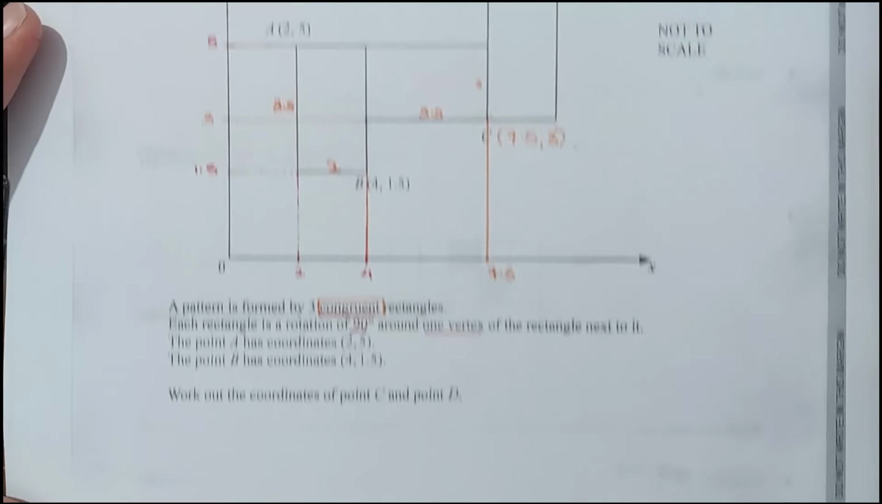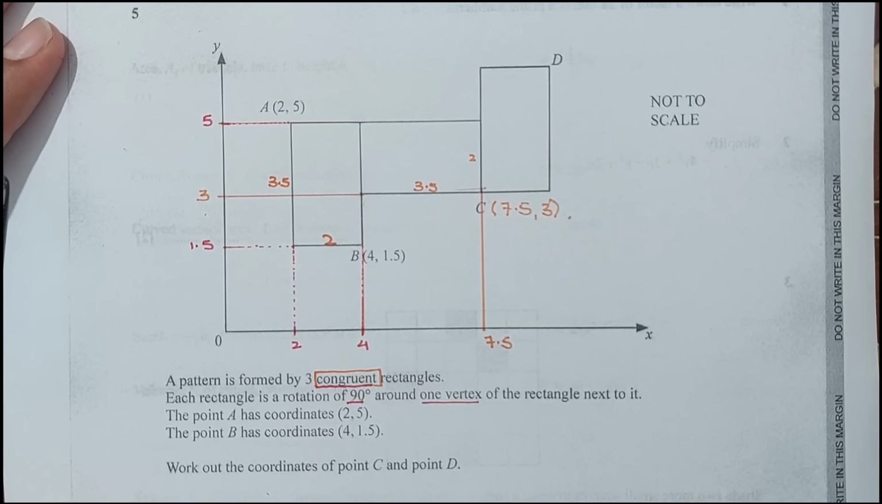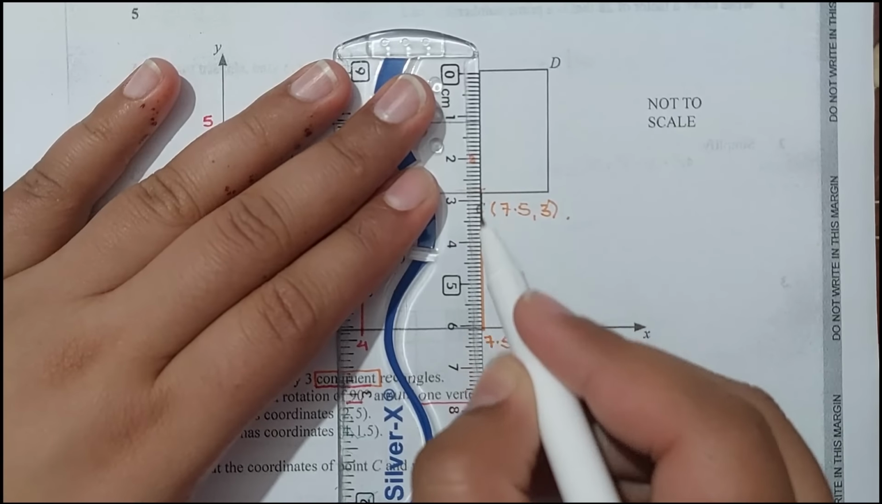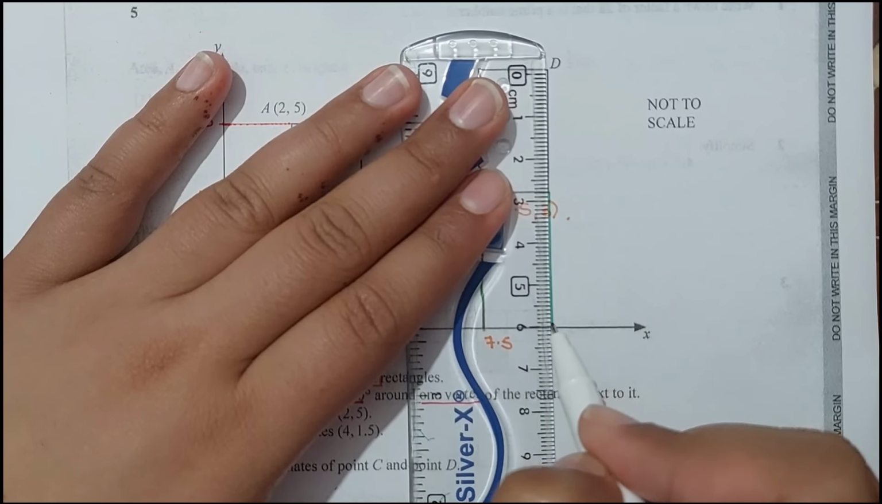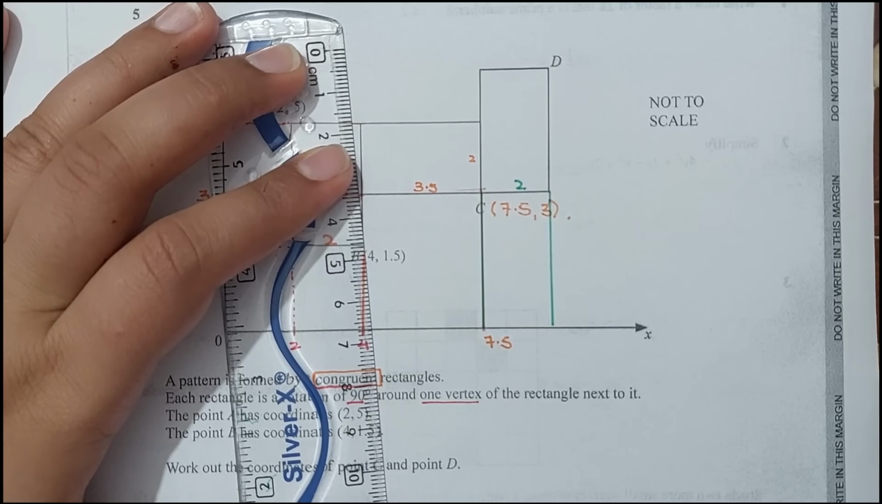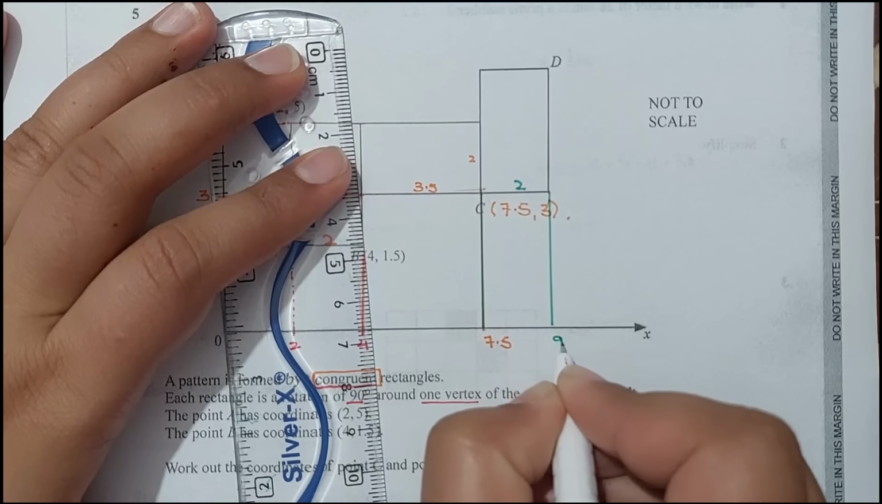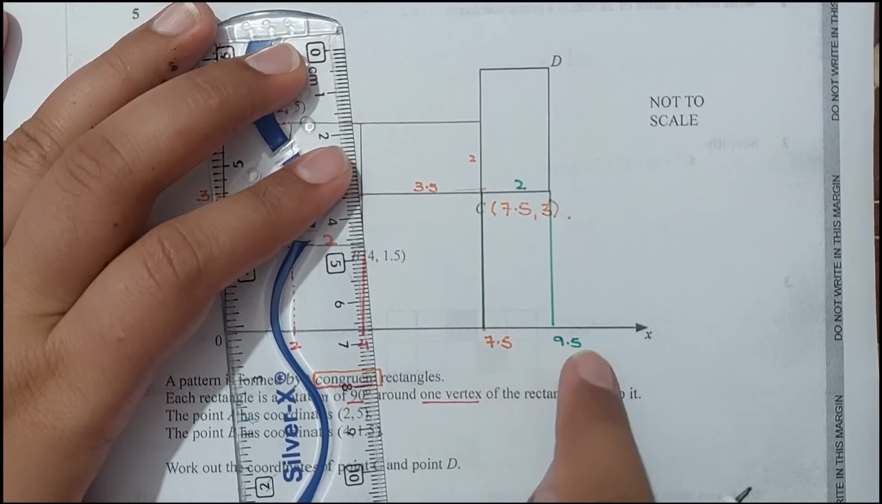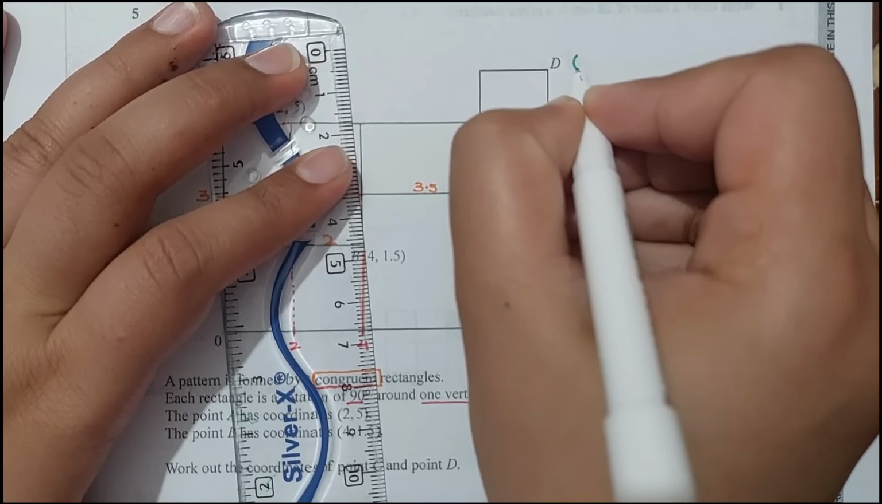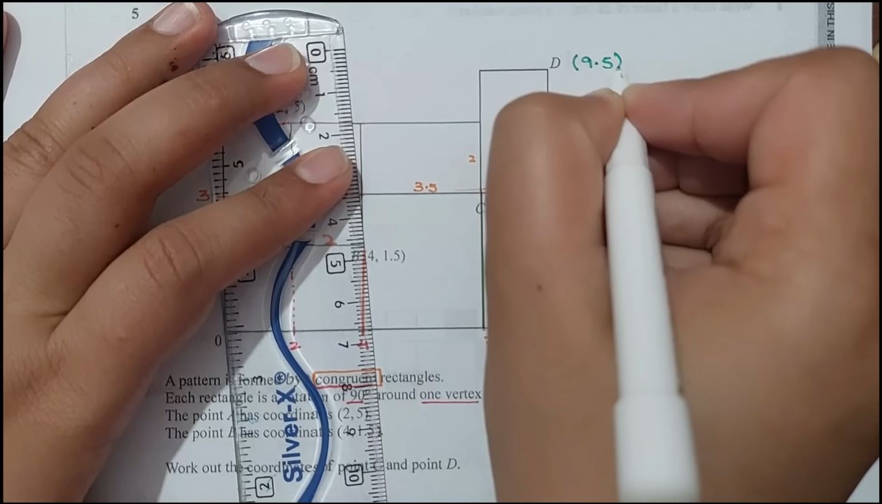Let me solve for the coordinates of D. All right, so for D, again, this length and this length should be 2 units. So to 7.5, what do we add to make it 2 units, right? To 7.5, you have to add 2. This would be 9.5, because the length between 9.5 and 7.5 is equal to 2. So the x coordinate is 9.5.